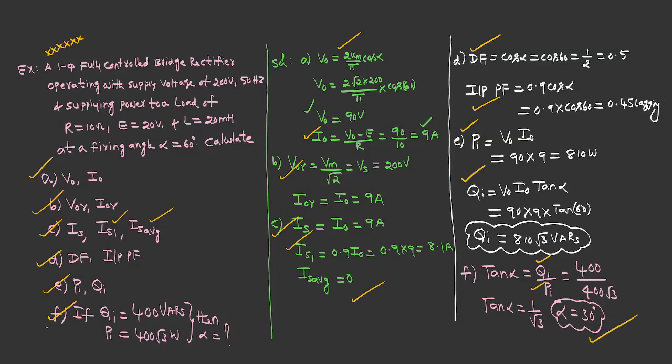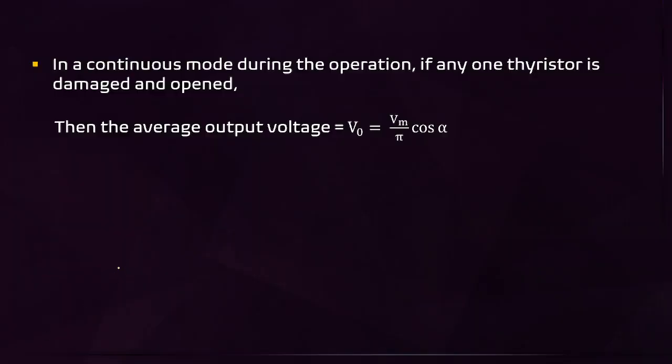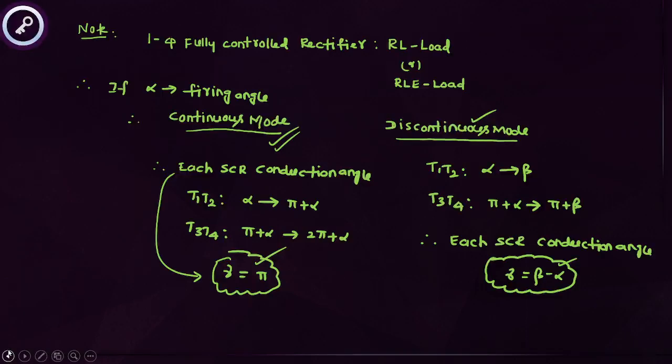These are the expected models of questions with respect to single phase full wave or fully controlled bridge rectifier or midpoint type rectifiers. In both cases these formulas are applicable. But I told already, in a continuous mode of operation, if any one thyristor is damaged and open circuited, then average output voltage is reduced by 1 by 2 times. Then average output voltage is equal to Vm by pi into cos alpha. Based on this, the problem is also already solved.